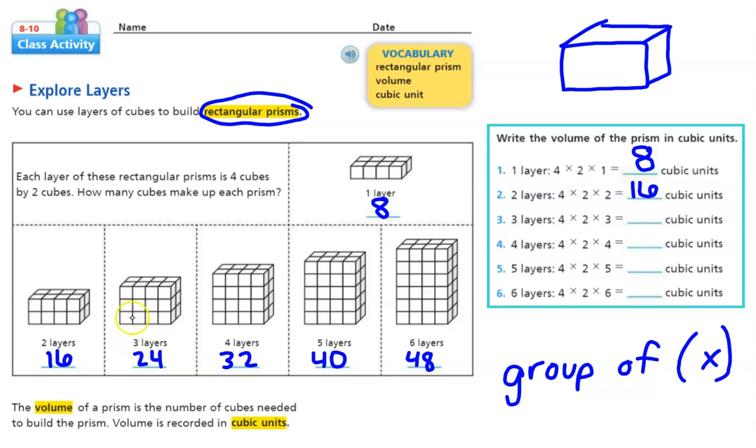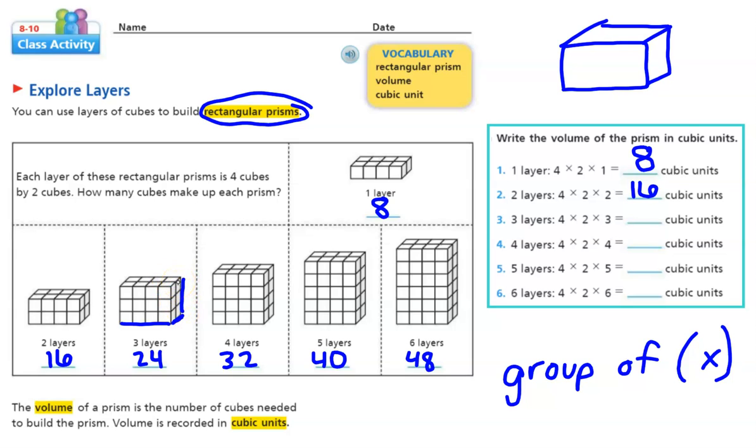So let's think about this third one. It's 4 cubes long, it's 2 cubes wide, and it is 1, 2, 3 cubes tall. So that's 4 by 2 by 3.